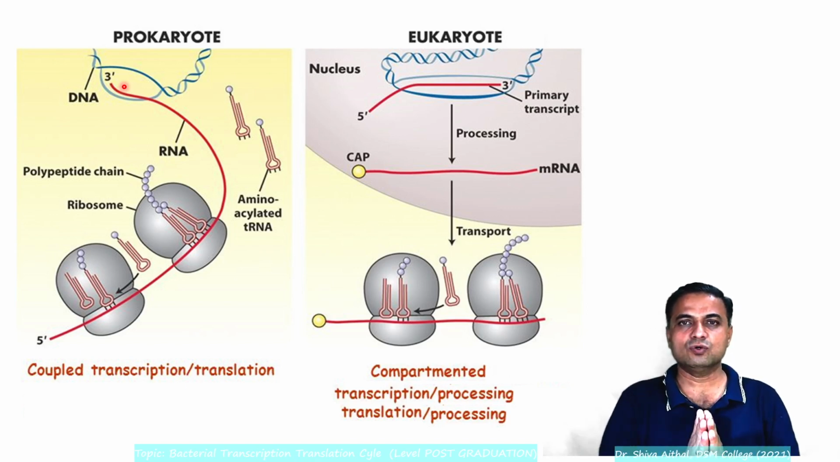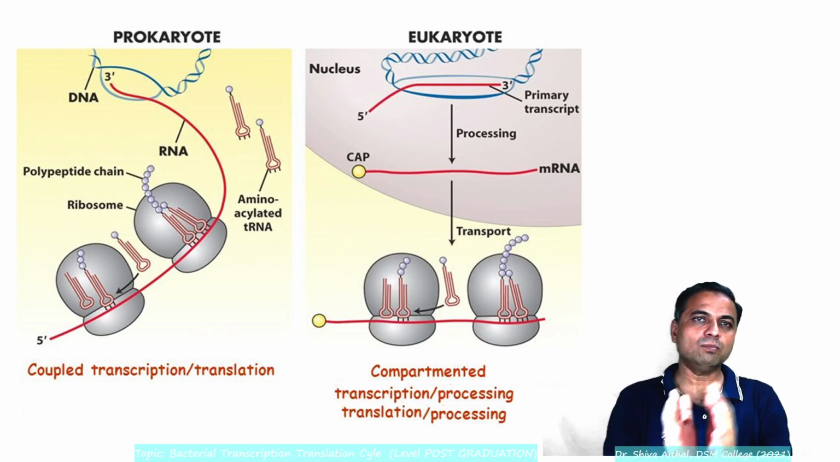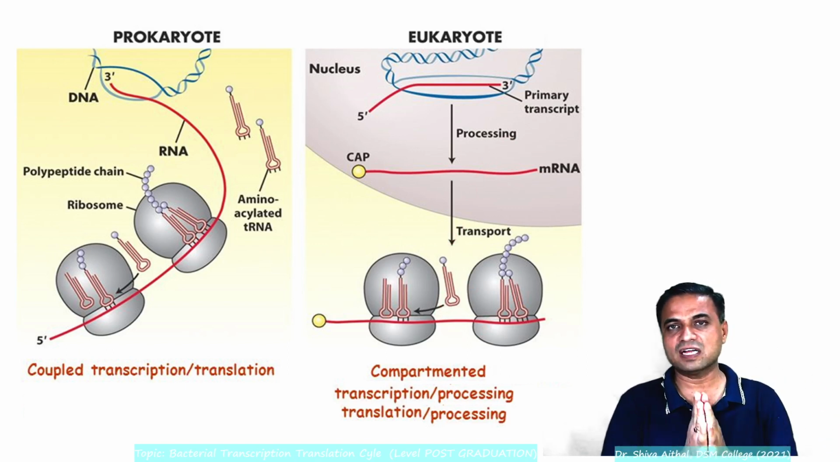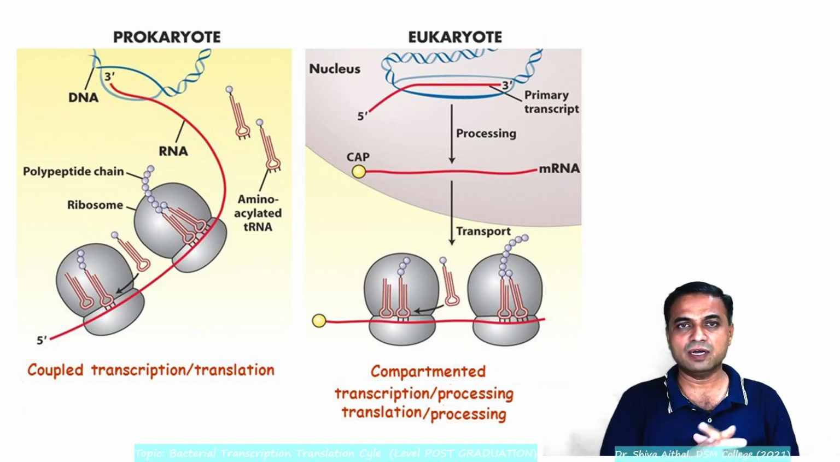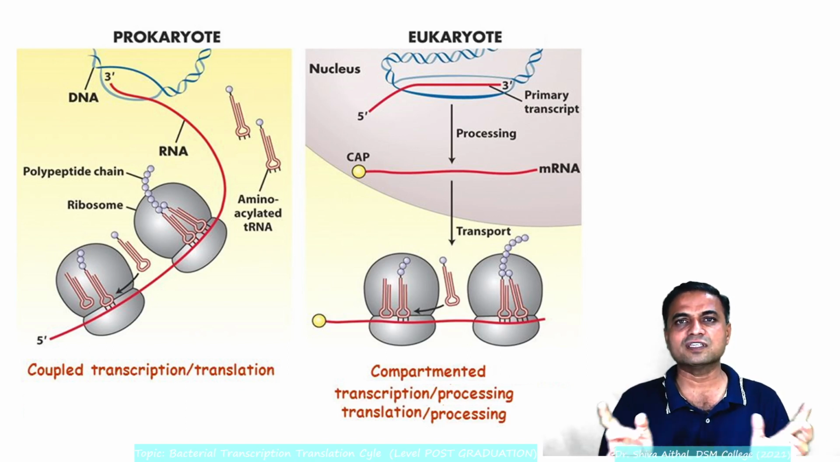Same picture here, eukaryote. It's completely different. Primary transcript is formed, it is processed, moves out, transported out into the cytoplasm. In the cytoplasm, the protein synthesis takes place. So again, come to prokaryotic coupled transcription and translation. That will be our main point of discussion here, and it's a very beautifully synchronized process.